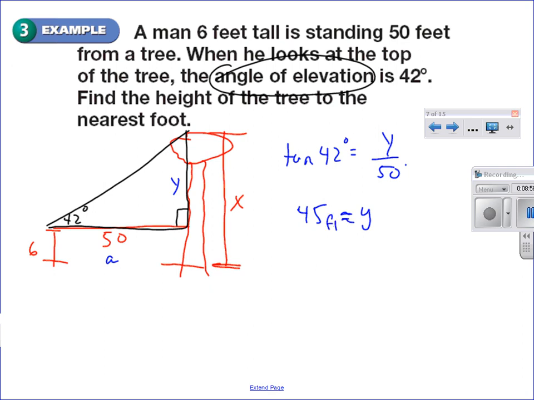And that's in feet. Now we've got to make sure we answer our question. The question is find the height of the tree. So basically I take the y, the 45, plus the 6 feet of the man, and I get 51 as my final answer, approximately. The tree is 51 feet high. All right? So this is really what we want to be able to do: take pictures, insert right angles, and be able to find sides and angles.